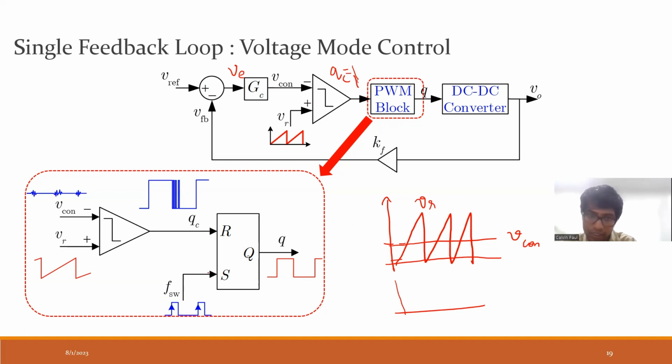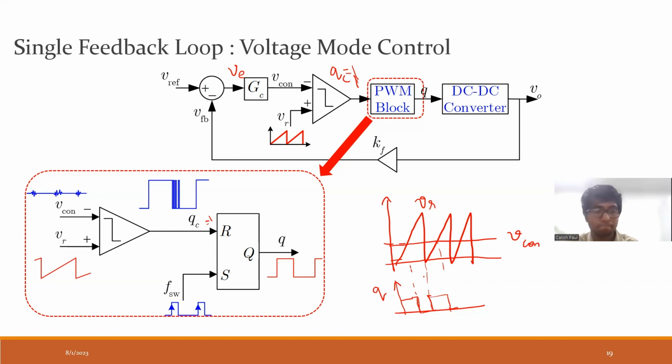What happens in this SR latch is, we will give a set signal at a particular time interval. So it is high. You give a set signal and it is high. Then what happens when VR crosses VCon, this reset will become 1. And when reset becomes 1, this will become 0. Like this. Again, when this becomes 0, we give the set signal. It will go high. And when it crosses this point, it will again go low. So this is Q.